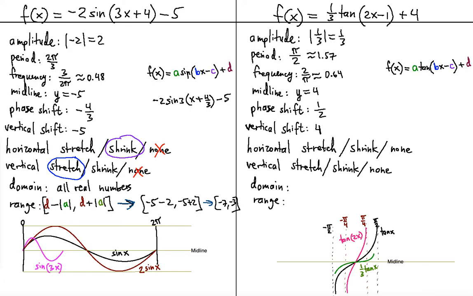Now let's see, the horizontal stretch shrink none. So horizontal, definitely this is not going to be none. As you can see, we have a b value which is not equal to 1, and the absolute value of a, the amplitude, is also not equal to 1, right? So definitely none will be out of the question. There will be vertical and horizontal stretches or shrinks, etc.